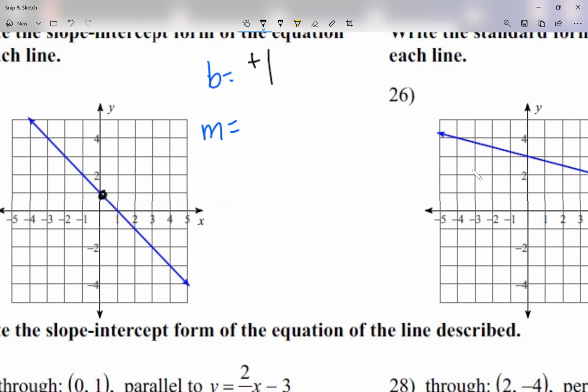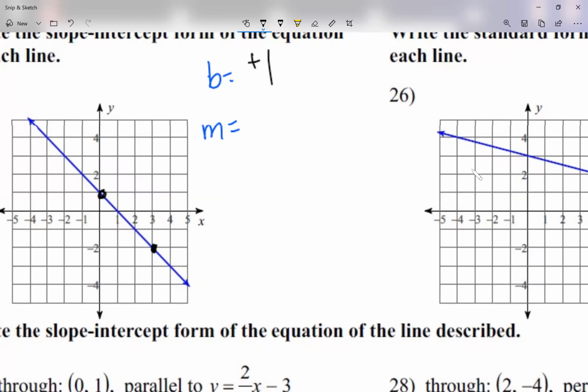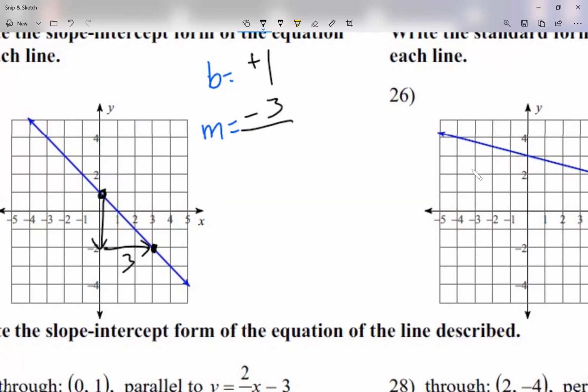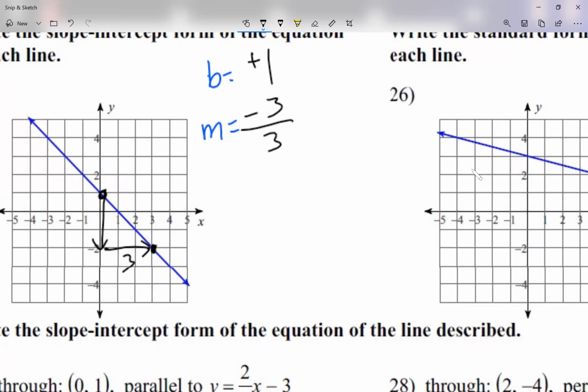Now for the slope, I need 2 points. There is that point, and let me use this other point. For the slope, let me travel from one point to the other. So it seems like I go down 3. So let me put -3 on top. Remember, the number on top tells me up or down. And then it seems like I go to the right 3, +3. Now on a slope, when there's a negative sign, bring it to the front. Whether it comes from the top or the bottom, just bring it to the front. And then simplify your fraction if you can. 3 over 3 is 1.